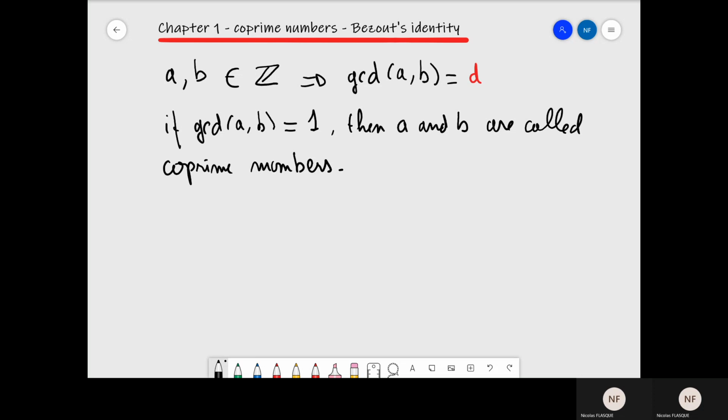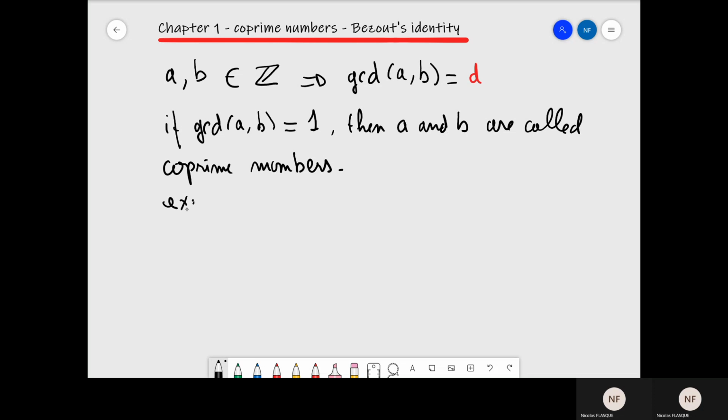So don't be confused between a prime number and coprime numbers. A number alone can be prime or not, and two numbers can be coprime or not. And actually, there is nearly no relation between a number being prime and two numbers being coprime.